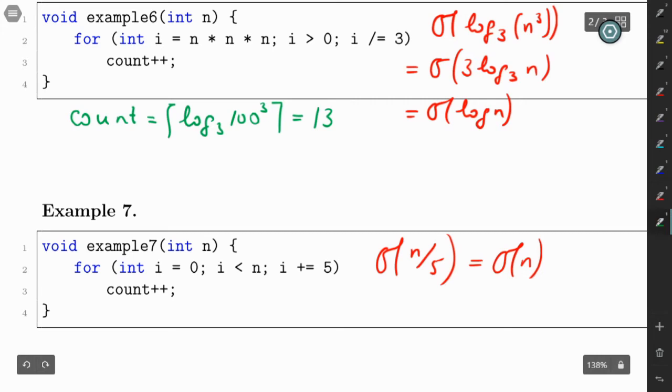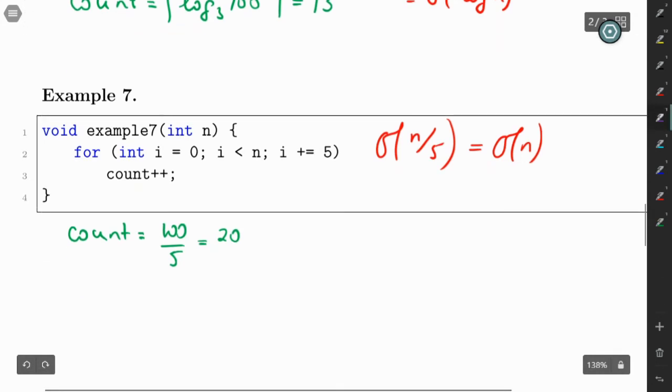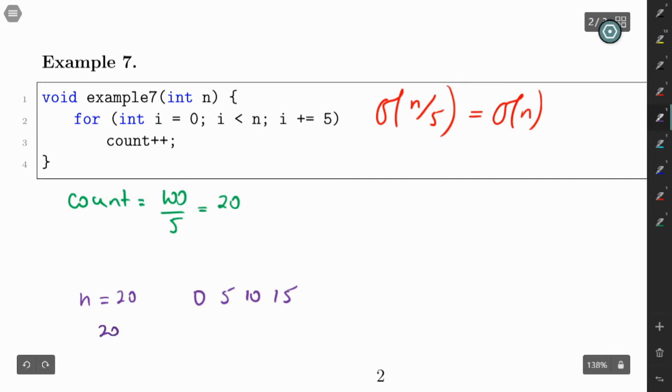So to figure out the count, it's just going to be 100 over 5, which is 20. You can see that if, for example, n was something like 20, then this loop would run for iterations with I at 0, 5, 10, and 15. And that is really your 20 divided by 5, which gives you the 4 iterations that we have here.